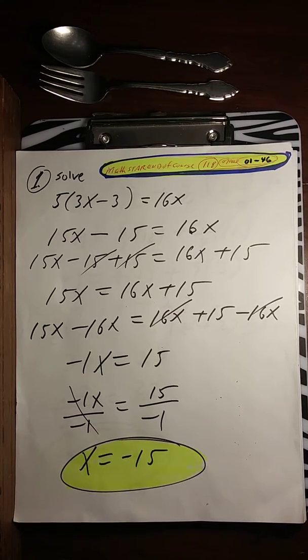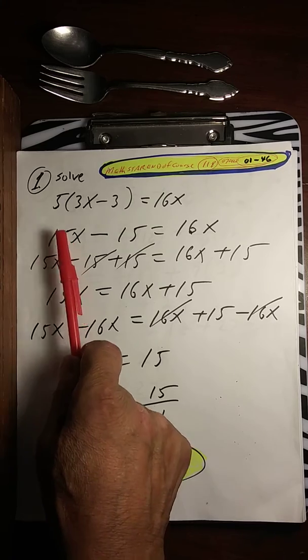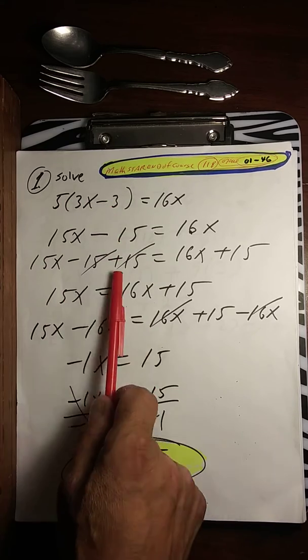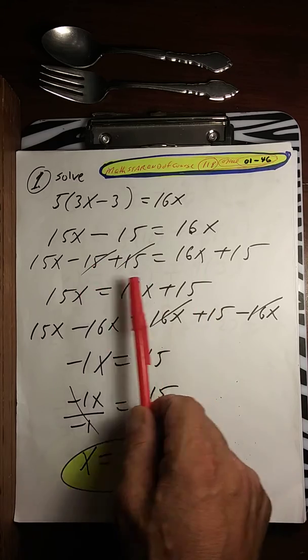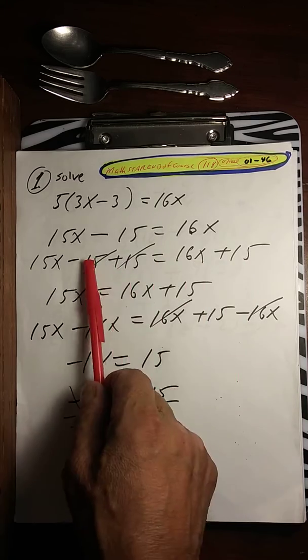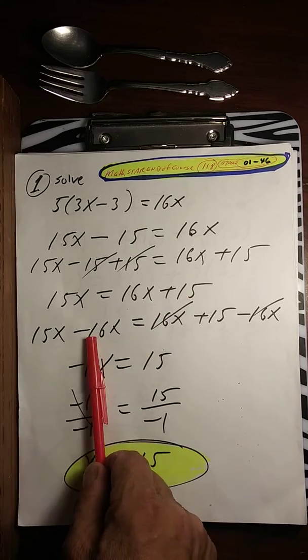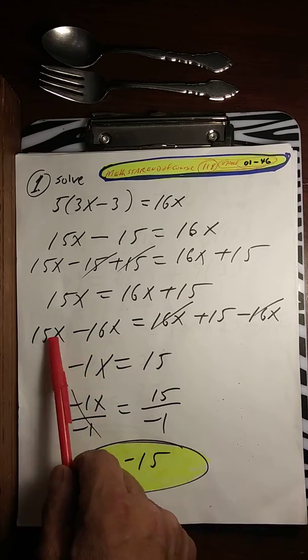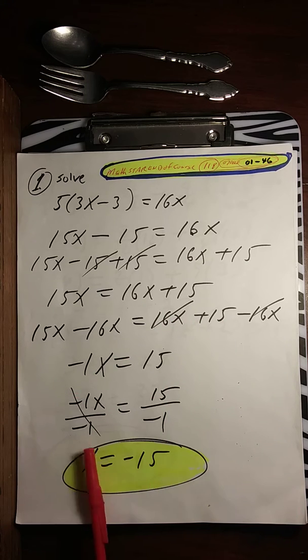Alright, so we have 5 times 3 is 15x, 5 times that is 15. So now we're going to add 15, add 15. These are gone. So 15x equals 16x plus 15, minus 16x, minus 16x. That gives you negative 1x equals 15. Divide by negative 1, divide by negative 1. So x is negative 15.